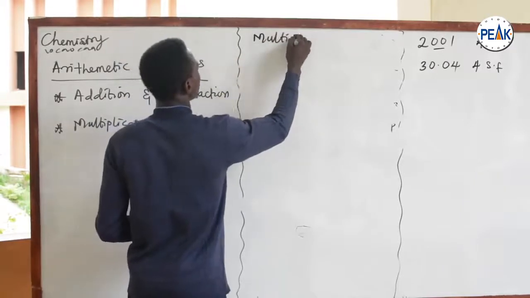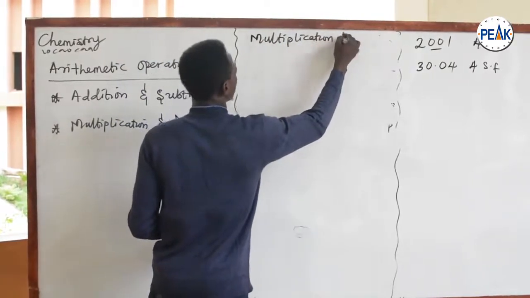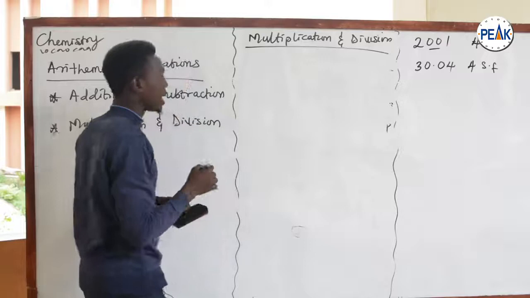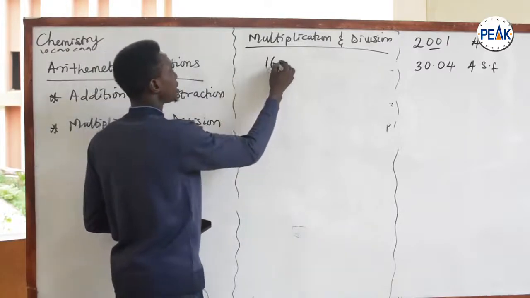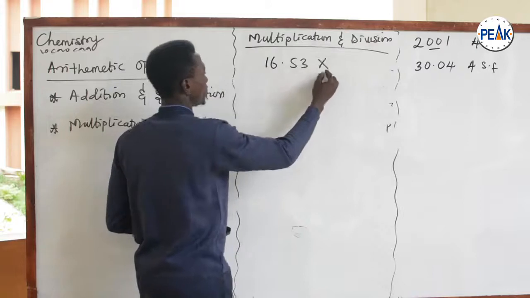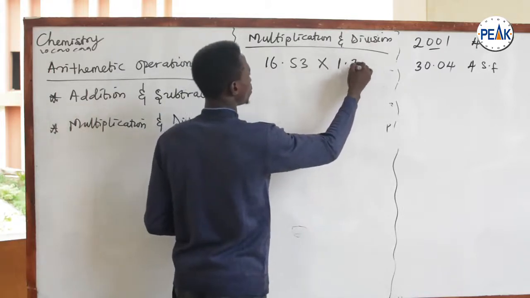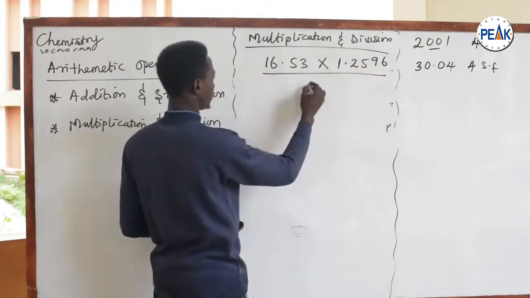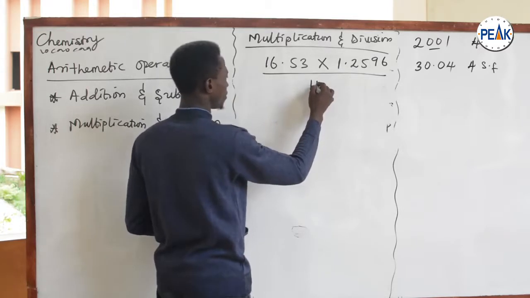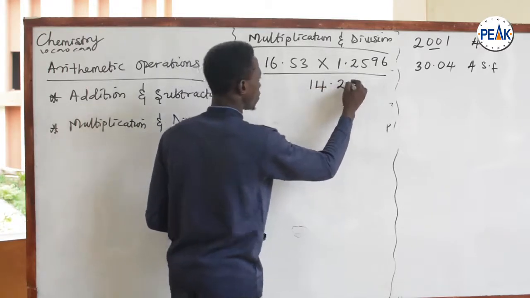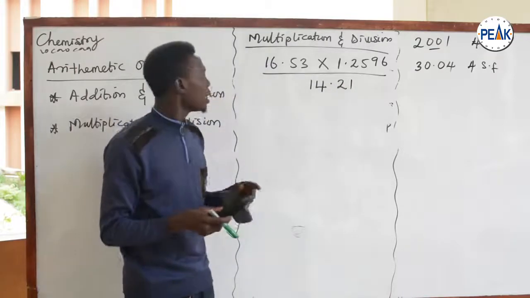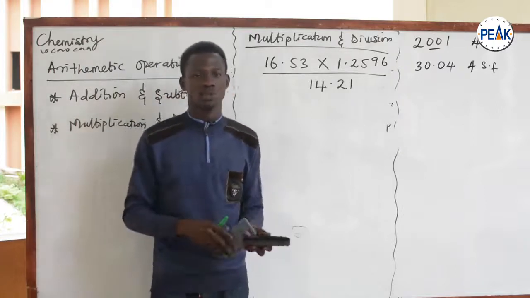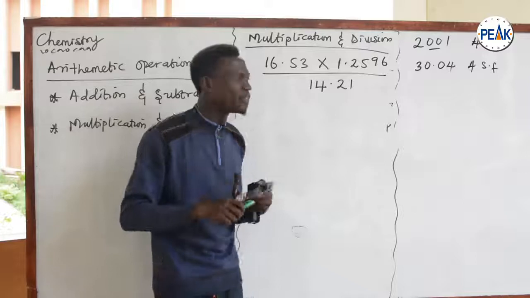But when it comes to the rule for multiplication and division, if I have 16.53 multiplied by 1.2596 divided by 14.21. The rule for multiplication and division here states that we are going to leave our answer to the least or the smallest number of significant figures.